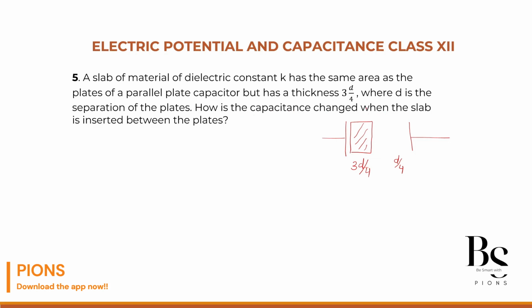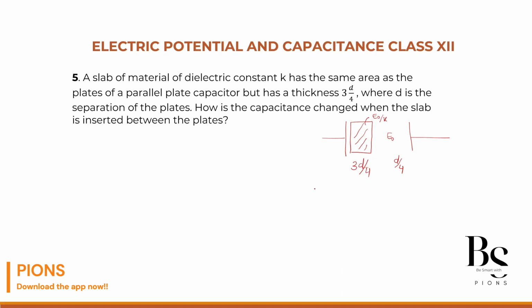How is the capacitance changed when the slab is inserted here? So if this is 3D by 4 and this is D by 4, in the place where you have placed this dielectric slab, there will be a change in electric field. Once again, I am repeating this. The electric field changes to E naught by K, where K is the dielectric constant of this. And here the electric field still remains E naught. Why? Because there is no dielectric here.